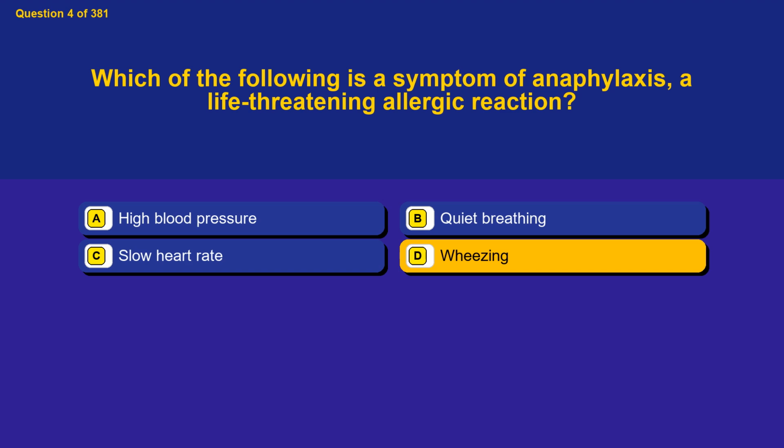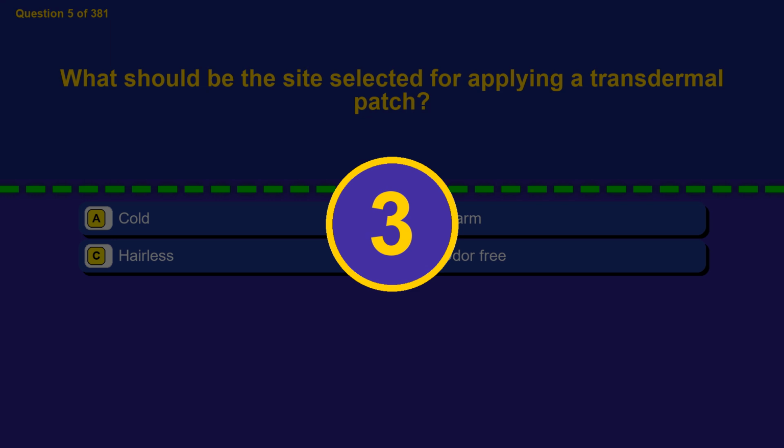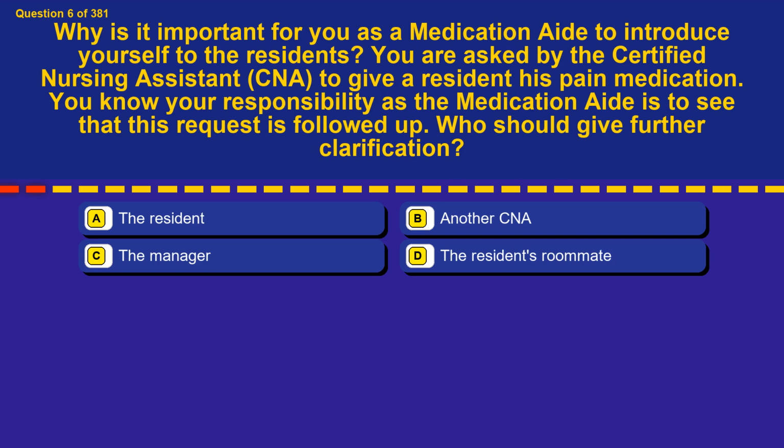Question 5. What should be the site selected for applying a transdermal patch? Option A. Cold. Option B. Warm. Option C. Hairless. Option D. Odor-free. The correct answer is option C. Hairless.